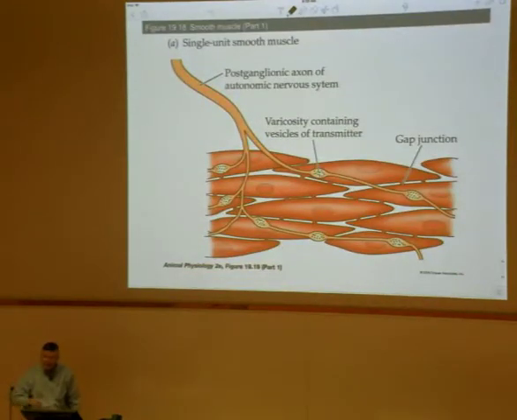You have smooth muscle cells. Smooth muscle cells are smaller, but still long and slender. And they sometimes produce action potentials and pass them from cell to cell through gap junctions.